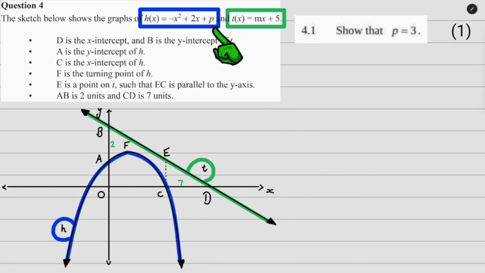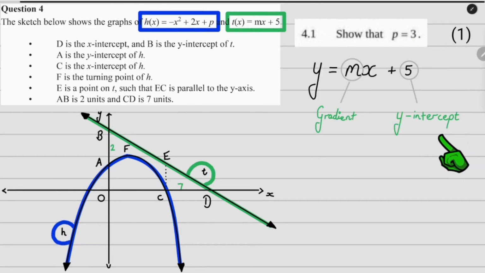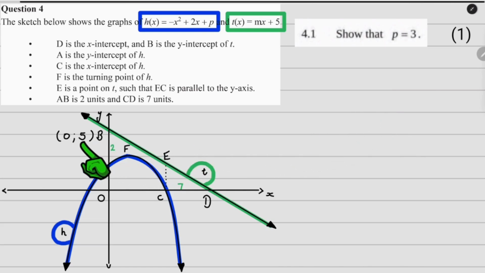Right, so we've got to get P. Okay, that's going to be quite difficult. So we're actually going to have to work with the green graph, and let me show you step by step how this goes. Okay, so with a linear function, I can tell a couple of things from its standard form. With this linear function, the number on the outside is the y-intercept. So I know what the y-intercept of this line is. It's B. So I know the coordinates of B are 0 and 5.